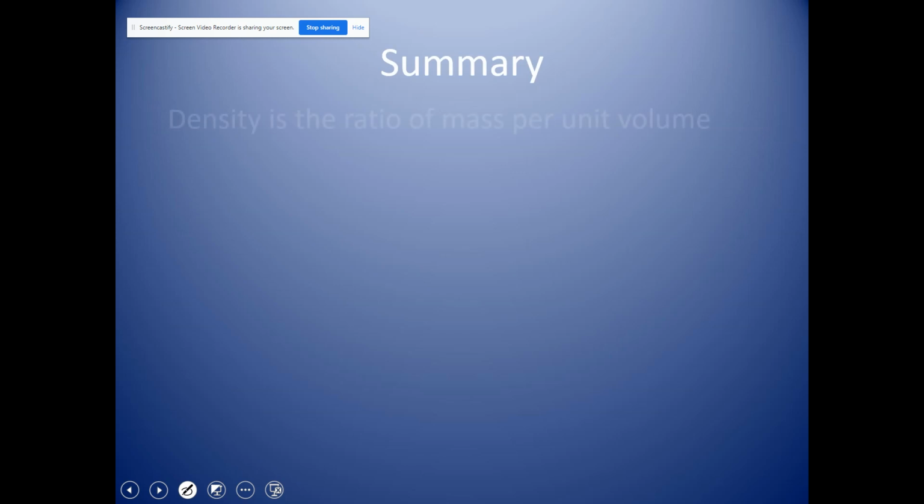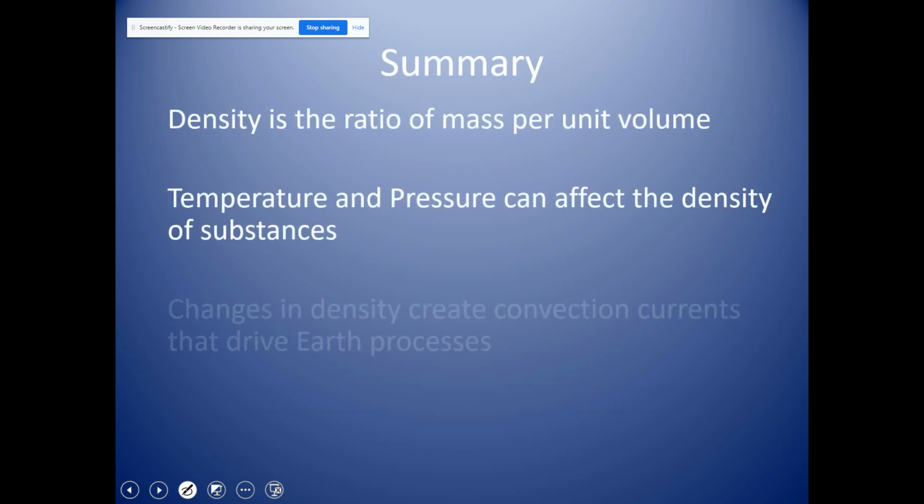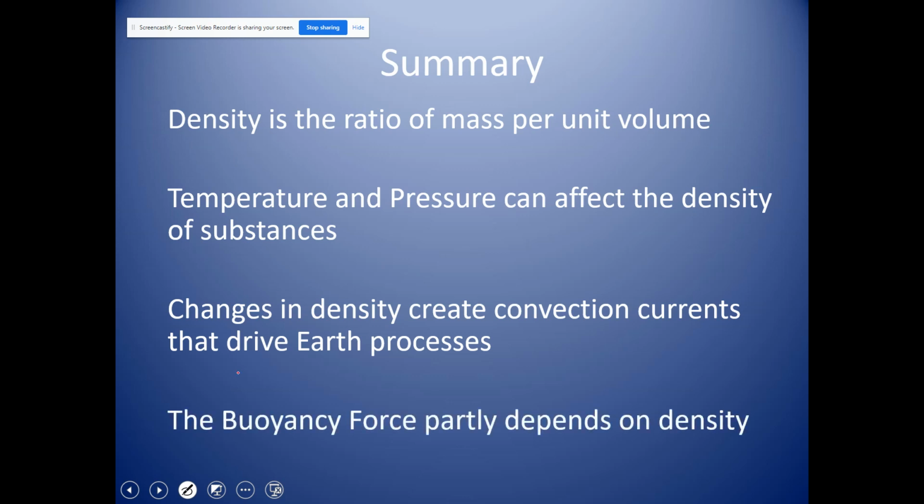All right. So in summary, density is the ratio of mass per unit volume. Temperature and pressure can affect the density of substances. Changes in density create all of the things around the Earth, like convection currents in the atmosphere, the deep Earth, and in the ocean. And the buoyancy force partly depends on the density of the object.